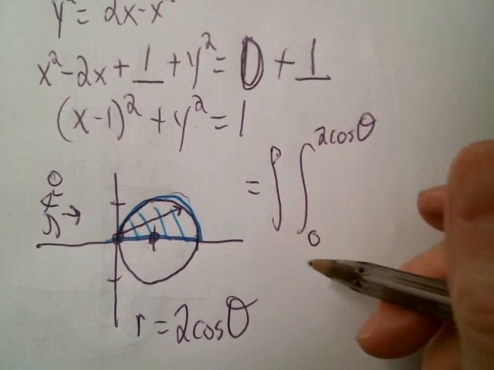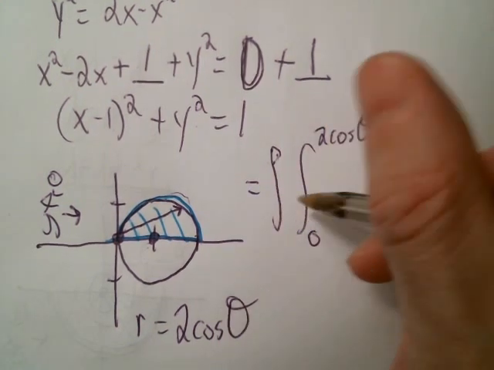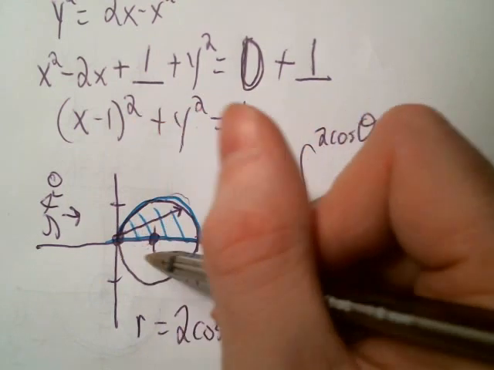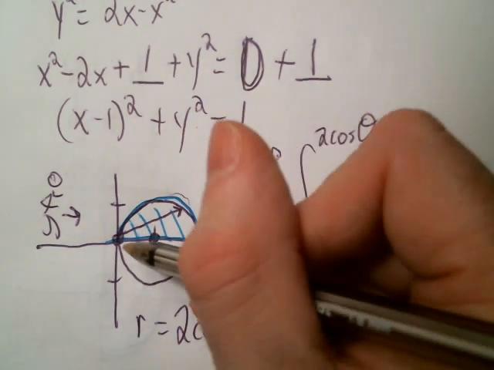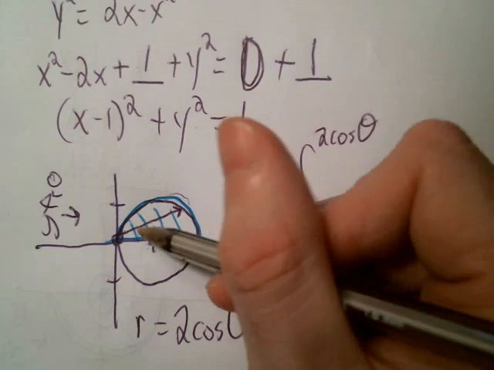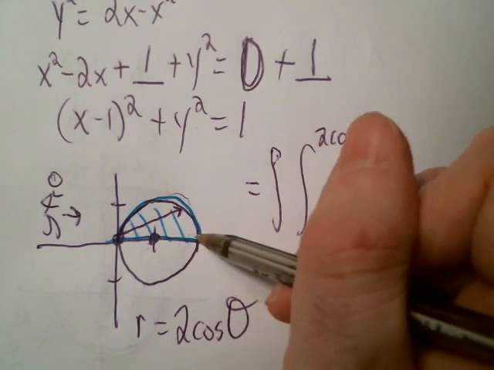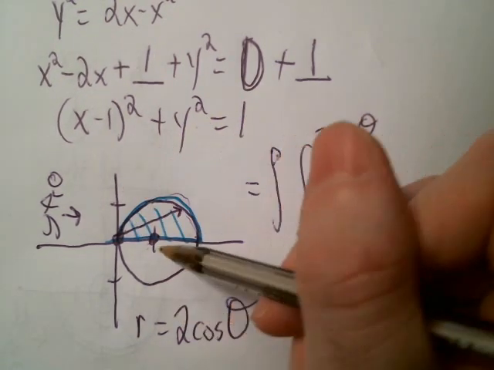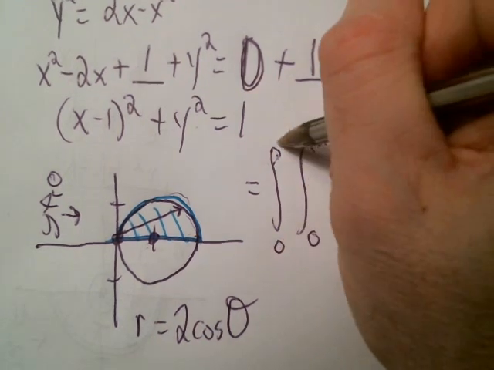And then the other hard part is figuring out the theta values. It's not from 0 to 2 pi. It's not even from 0 to pi, because to sketch out just the top hemisphere, you're going from 0 to pi over 2.